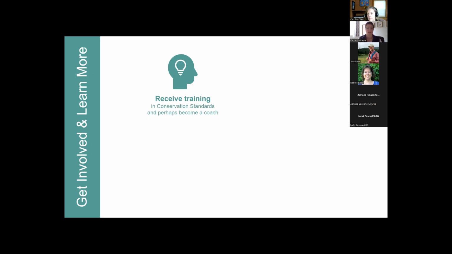So receiving training might be one step. You might also be thinking, if you're working on a conservation project at the moment, I'd really like to use some of these conservation standards tools within my own project. You might look at finding a coach from your local area or reaching out to your regional CCNet group to find out more about what they're up to and how they might be able to support your project.